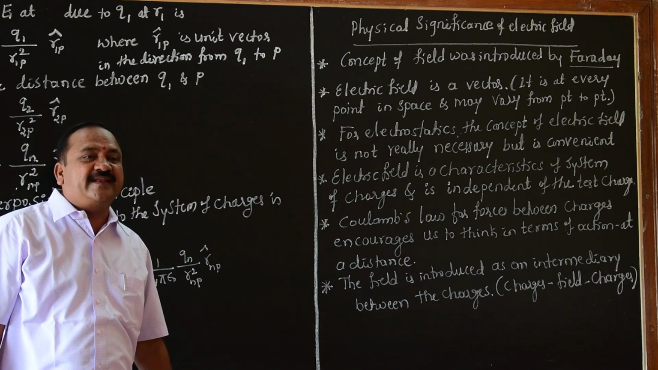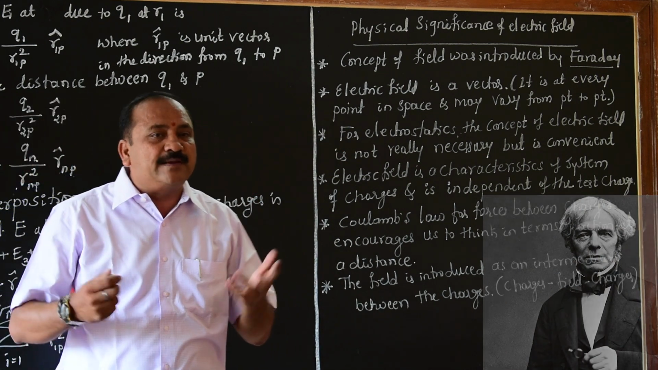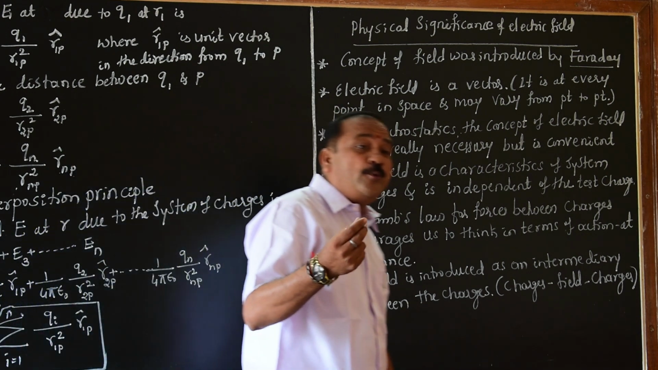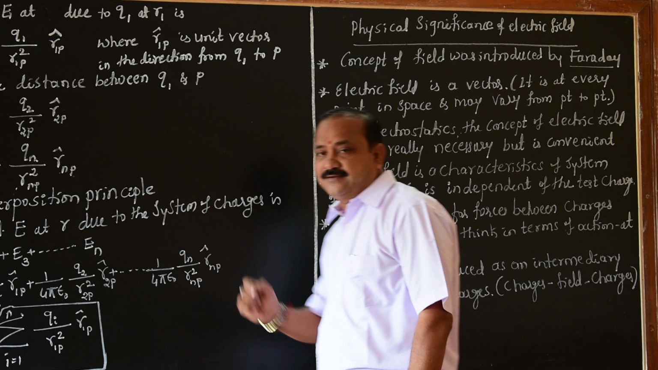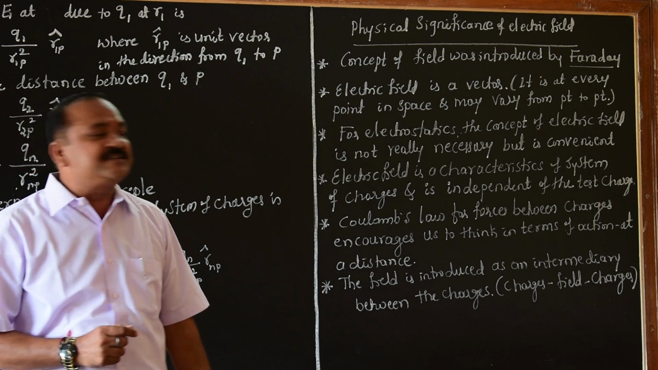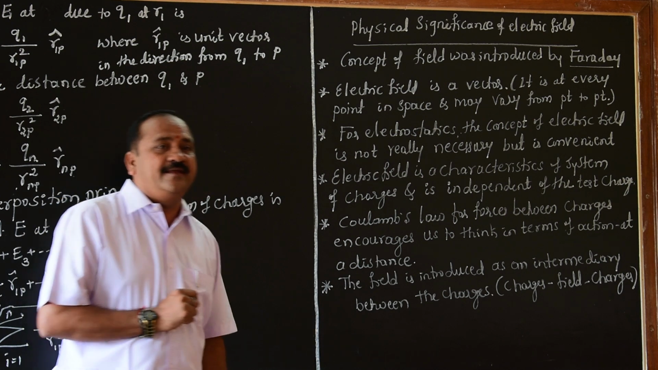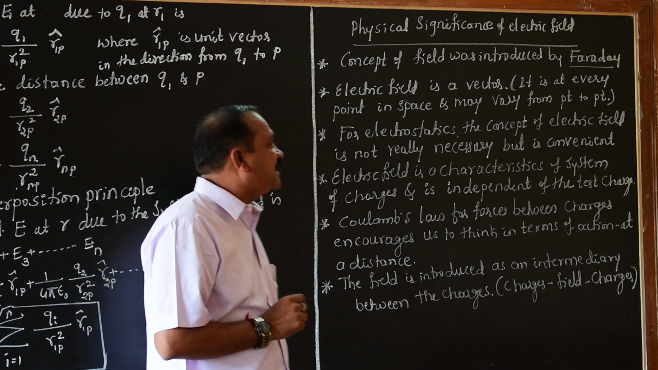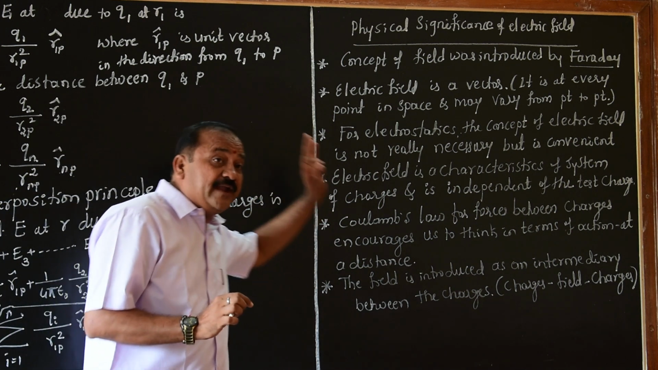The concept of the electric field was introduced by Faraday. The electric field is a vector quantity; it has both magnitude as well as direction. In electrostatics, the concept of the electric field is not really necessary, but it is convenient. The electric field is a characteristic of the system of charges, and it should be independent of the test charge.